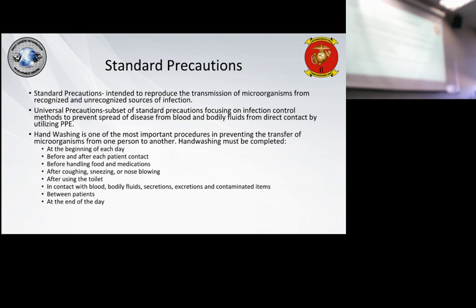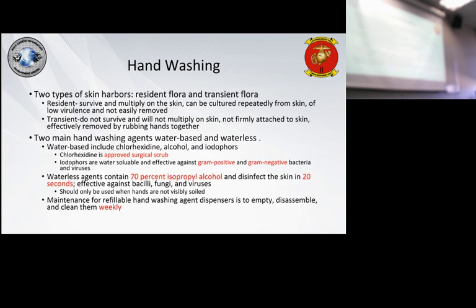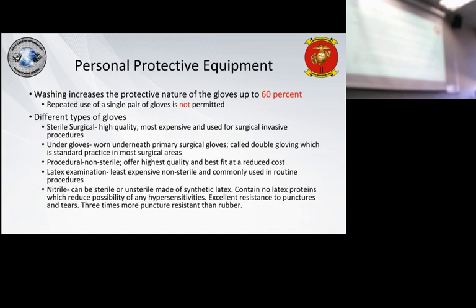Hand washing is everywhere. Two types of skin flora: resident and transient. Two main hand washing agents: water-based and waterless. And that's pretty obvious too if you just stop and think about it, right? The washing increases the protective nature of gloves up to 60%. Don't reuse your gloves. It goes into the different types of gloves and what they're used for.